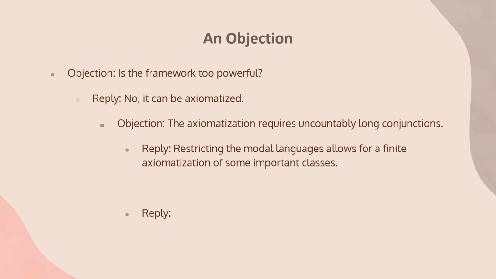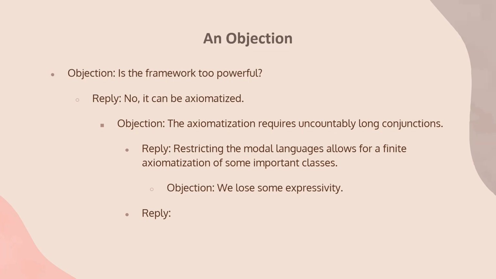So I have 2 potential replies in response to this one. The first is that if we restrict the modal languages: I made a big deal about how we need to allow updating by sets of formulas, and have sets of formulas as conditions for conditional belief, etc. If we restricted that to only allow for single formulas, then we could get a finite axiomatization that doesn't involve giant, uncountably long conjunctions or even countably infinite conjunctions. It would all be finite. However, we would lose some expressivity by doing that.